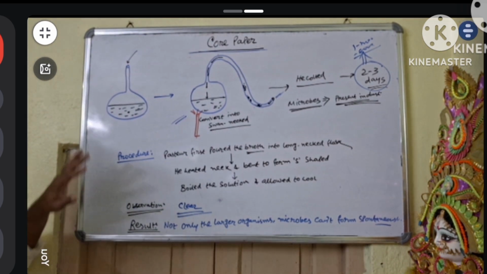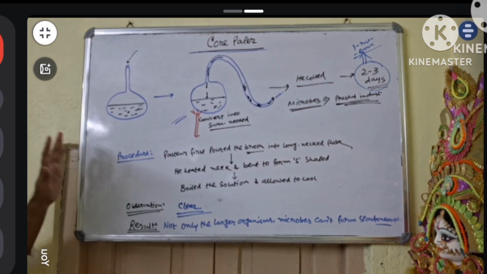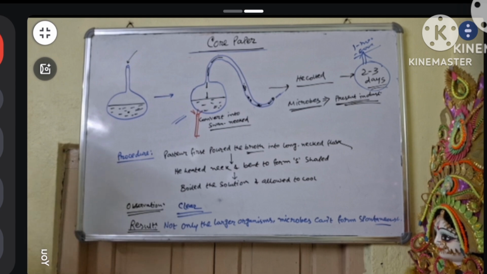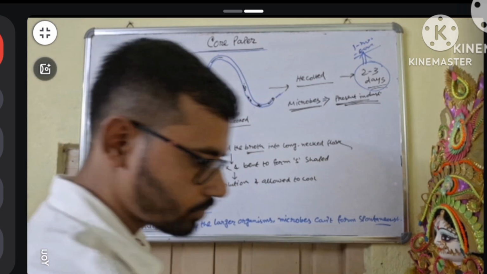So the controversy ended after 100 years of Needham's experiment, with Pasteur's experiment in 1864. So we now know that all organisms, including microbes, are generated by biogenesis. So the hypothesis about biogenesis is actually correct. Spontaneous generation disproved.